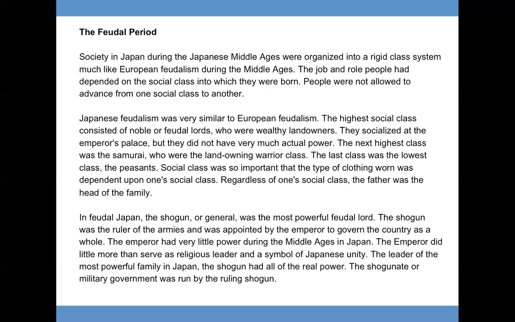In feudal Japan, the shogun, or general, was the most powerful feudal lord. The shogun was a ruler of the armies and was appointed by the emperor to govern the country as a whole. The emperor had very little power during the Middle Ages in Japan. The emperor did little more than serve as religious leader and a symbol of Japanese unity. The leader of the most powerful family in Japan, the shogun, had all of the real power. The shogunate, or military government, was run by the ruling shogun.